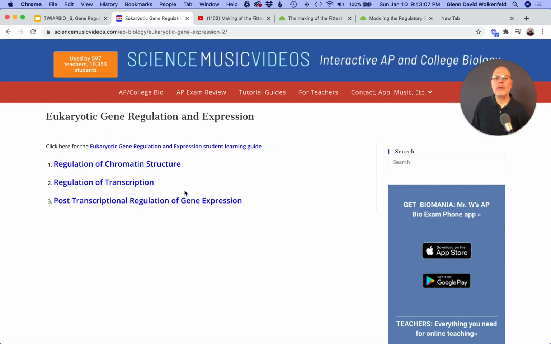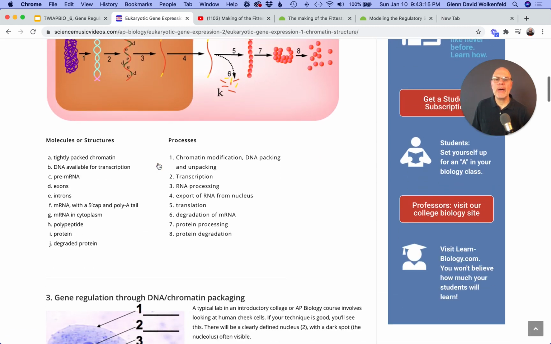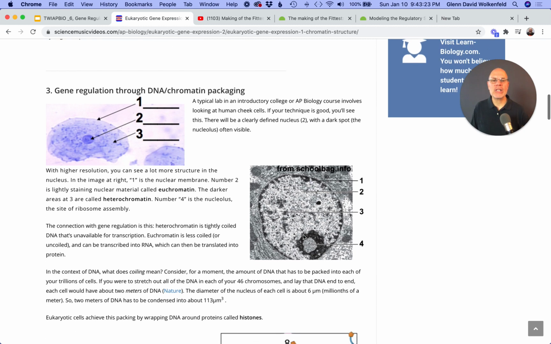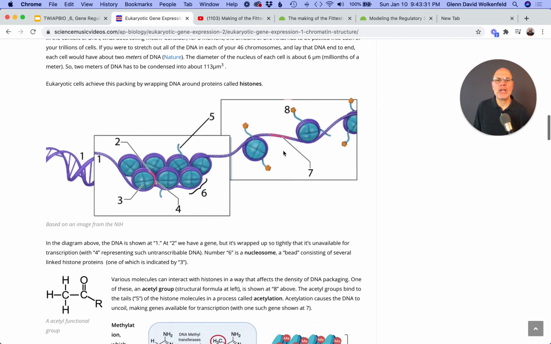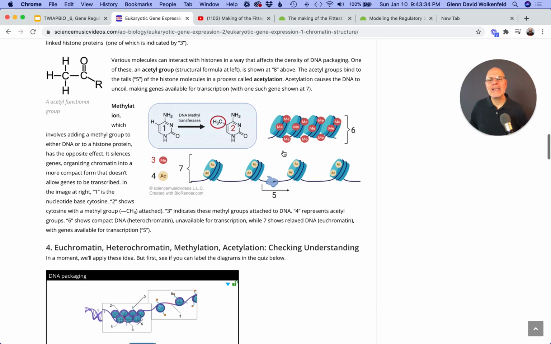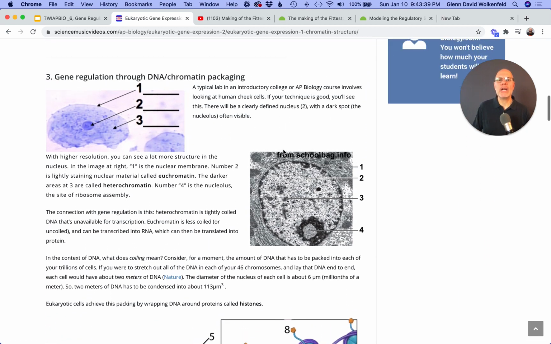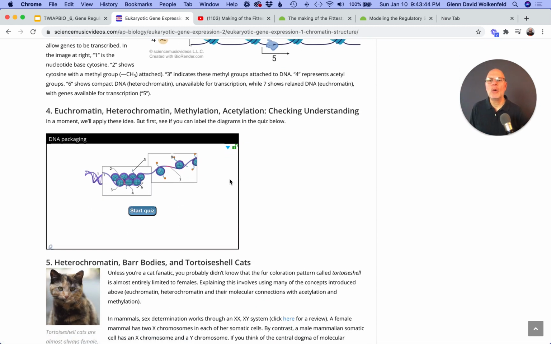And so the first of the 3 tutorials talks about regulation of chromatin structure. And that talks about the difference between heterochromatin, which is this really dark stuff, and euchromatin, which is this light stuff. The heterochromatin is tightly bound up. The euchromatin is relaxed, and therefore the genes are capable of being transcribed. And again, the reason why I'm showing you this is because what will happen when you send your students to sciencemusicvideos.com is they'll do this short reading, and then bam, they're going to be interacting with a quiz.